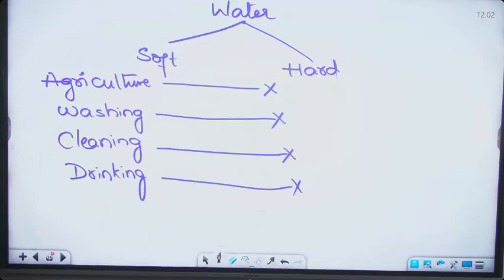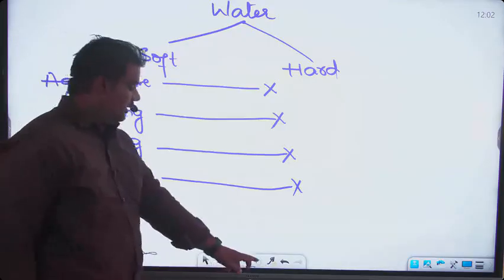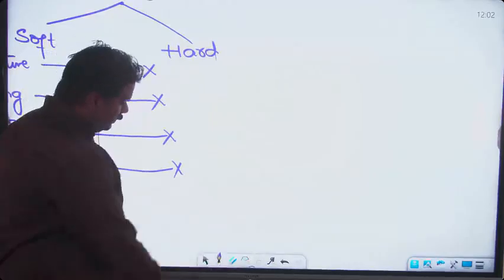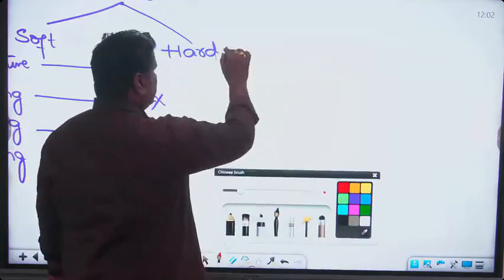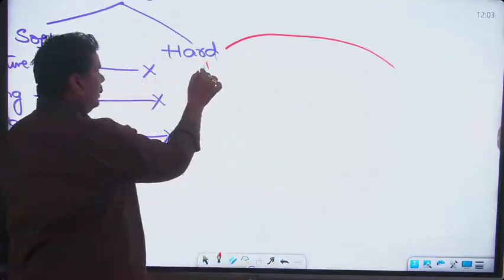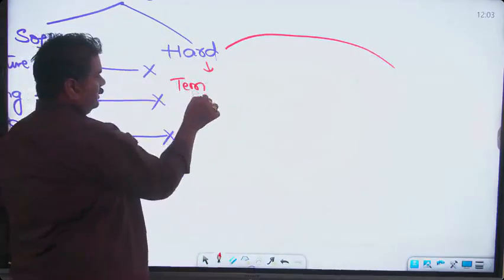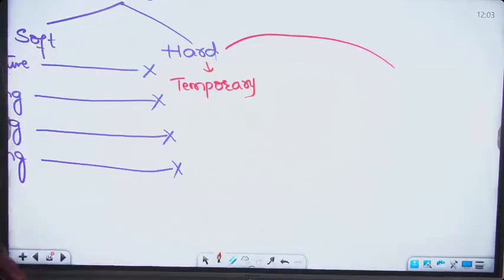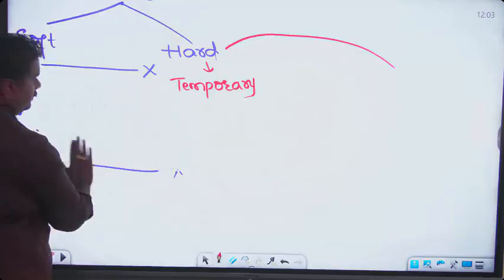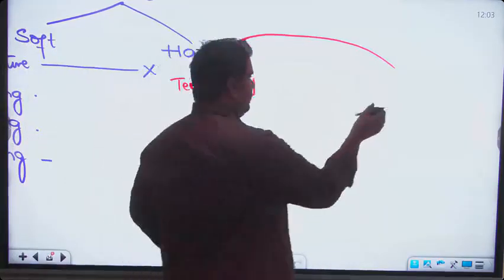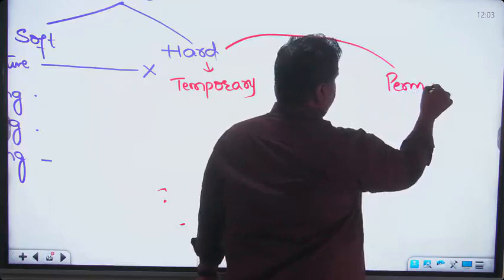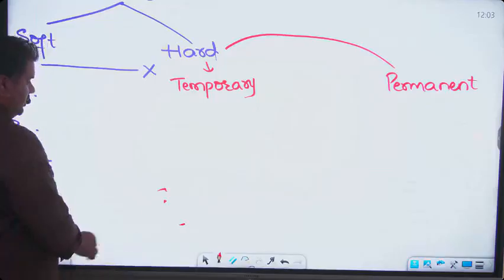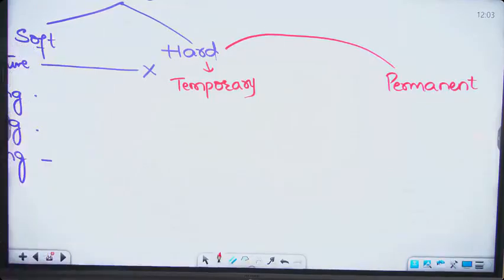Mari, why is water hard in nature? What is the reason for that? The hardness in water is again of two types. One is temporary hardness, and the other one is permanent hardness.